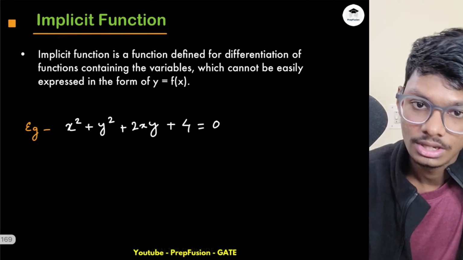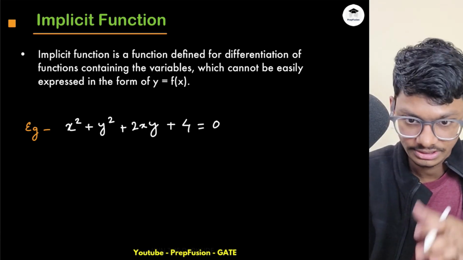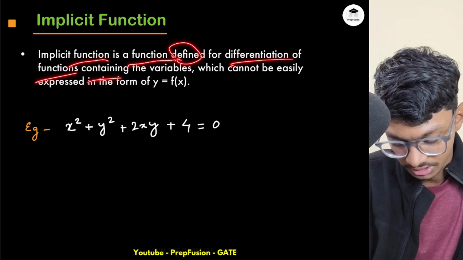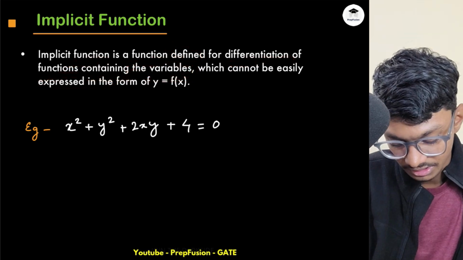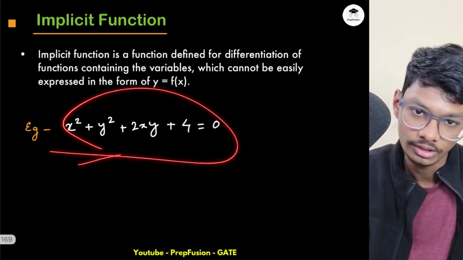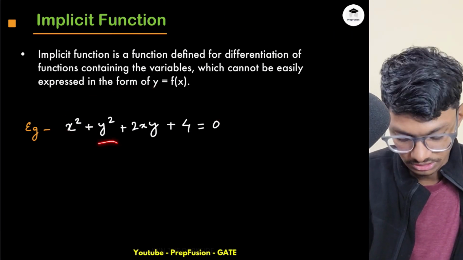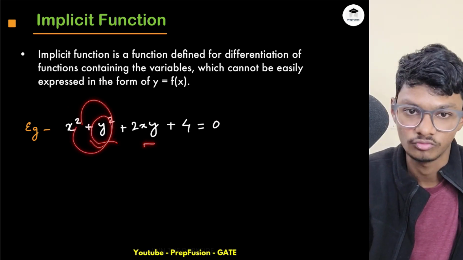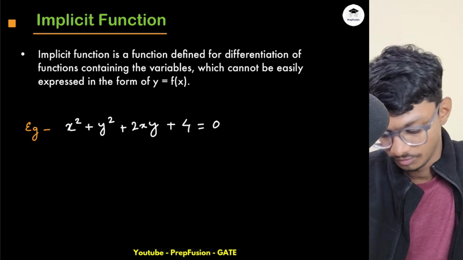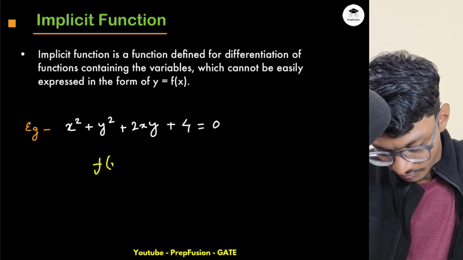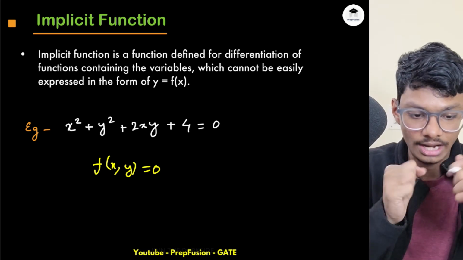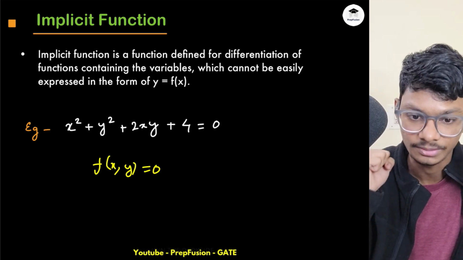Now let's talk about implicit functions. From here we will understand the better meaning of explicit function. An implicit function is a function defined for differentiation of functions containing variables which cannot be easily expressed in terms of y equals to f of x. Here it can be expressed as y equals to a function of x, but here it cannot. You can't simply separate y, because here we have a y square term and a y term. It will be difficult. So here we simply write this as f of x, y equals to 0. This is known as an implicit function, where they are implicit to each other. Y and x can't be easily separated.